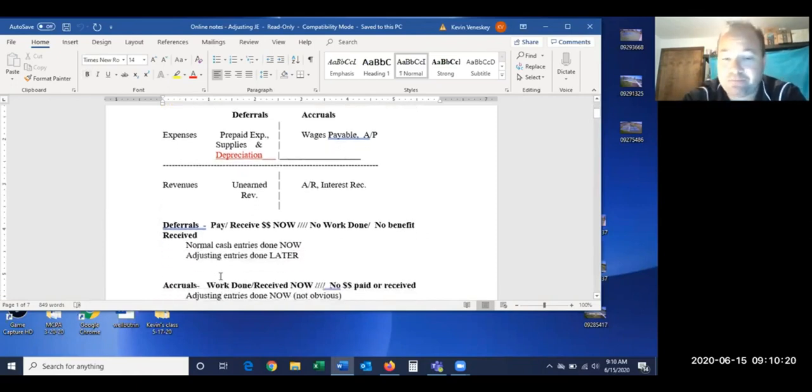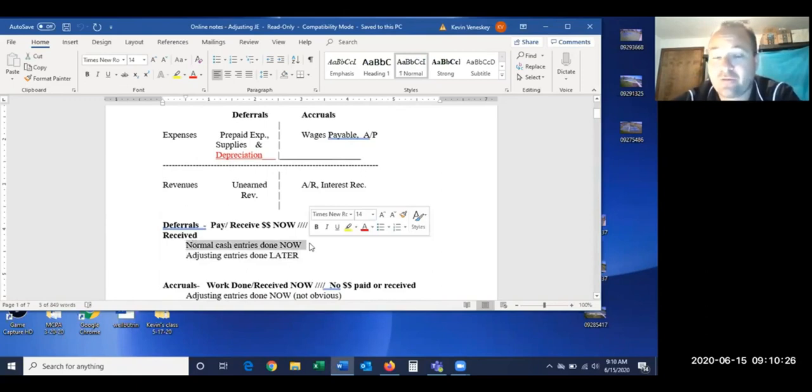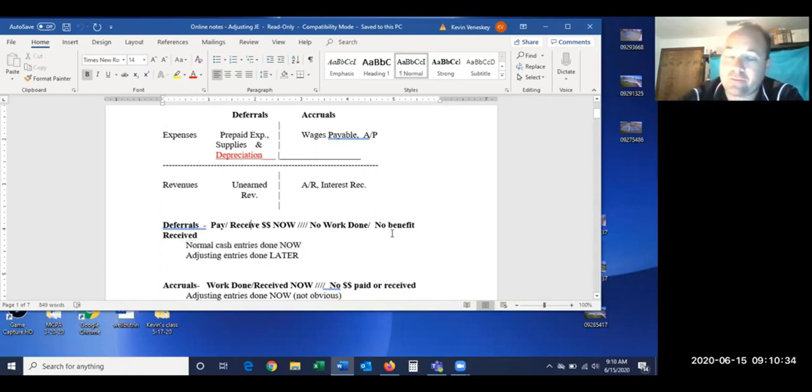Deferred means basically you're paying money now. So that is our normal entry because cash is involved. We're paying something, but we're not going to get the benefit until sometime later. Like with the prepaid expenses. I'm paying for insurance now, but I'm not going to get the coverage of that insurance until the next 6 months. So the benefit is later.